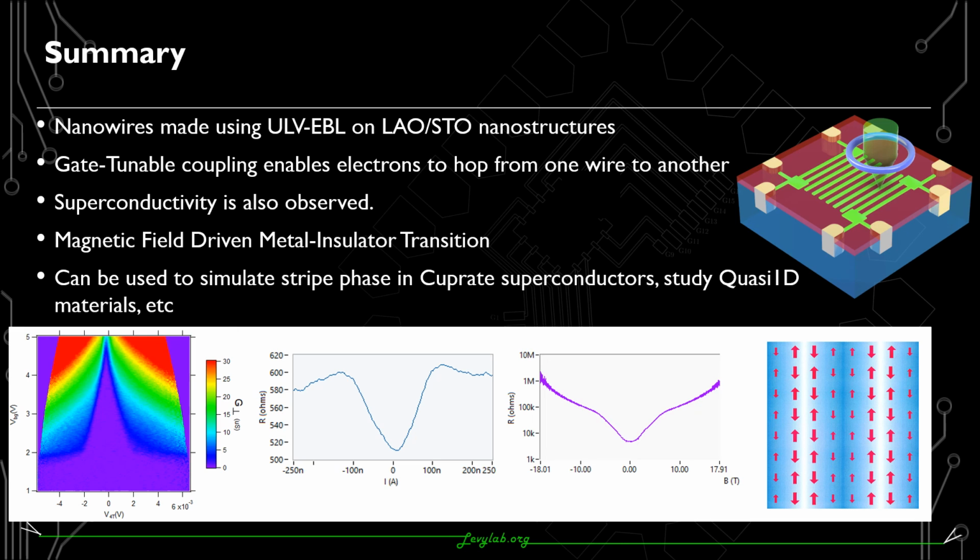We have shown that we can make a series of nanowires at the LaOSTO interface using ultra-low voltage EBL. The coupling between the wires can be tuned using a backgate voltage. Superconducting properties are also coupled in the direction perpendicular to the wires. We observe a magnetic field-driven metal-insulator transition. This can act as a stepping stone to making a model system that simulates the high temperature stripe phase in cuprate superconductors.